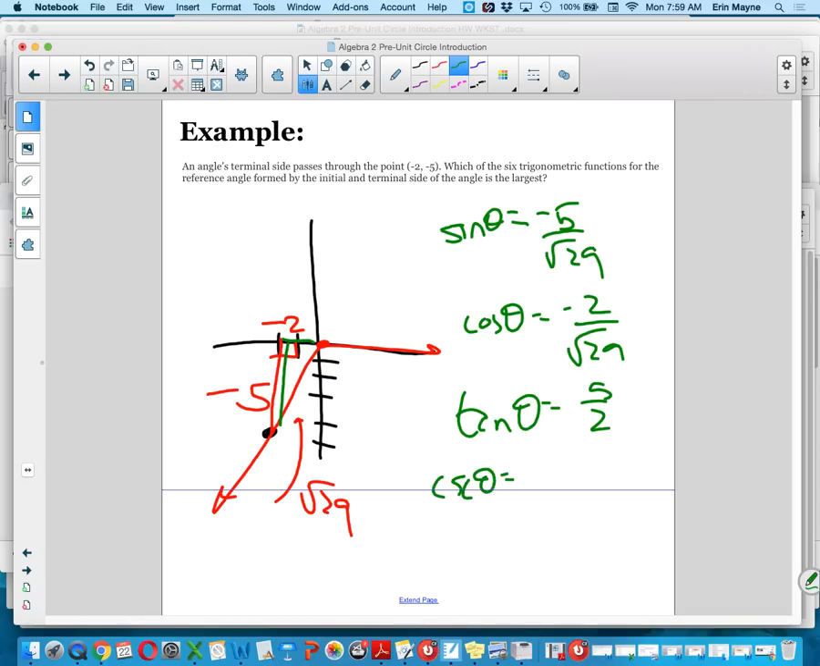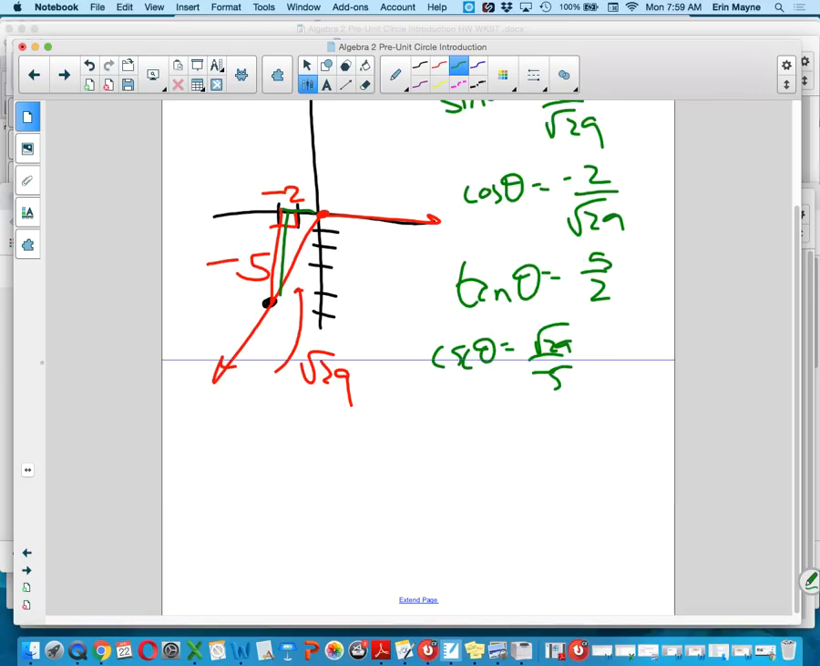The cosecant of my angle, you get the idea here, still just take those reciprocals. Cosecant of my angle is root 29 over negative 5. Secant of my angle is root 29 over negative 2. The cotangent of my angle, 2/5.